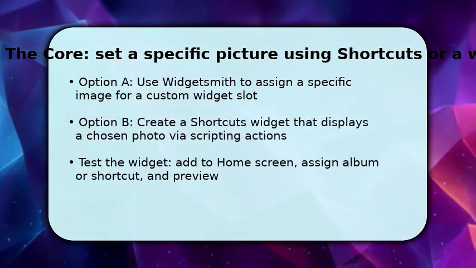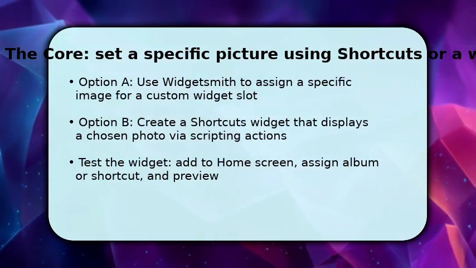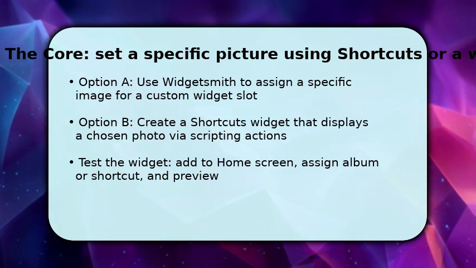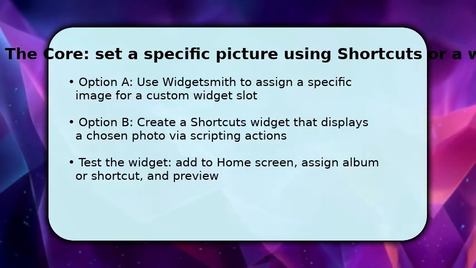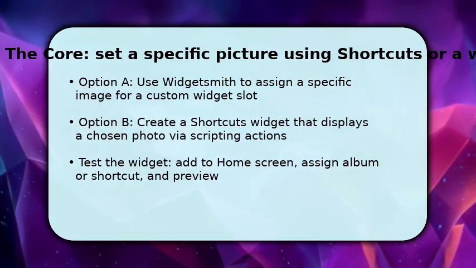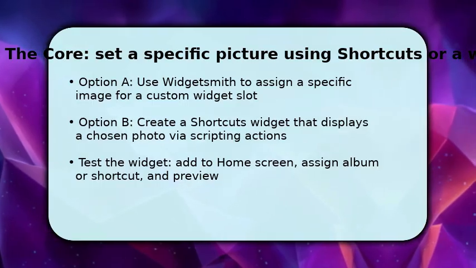Now focus on the core change, selecting a single image. With Widgetsmith, open the app, add a photo widget, pick the image from your album, save, and then add that Widgetsmith widget to home screen. Once done, make sure to set the correct widget size.